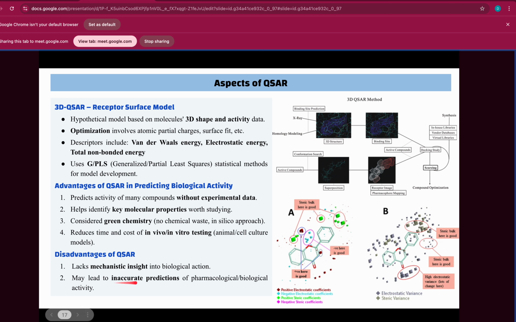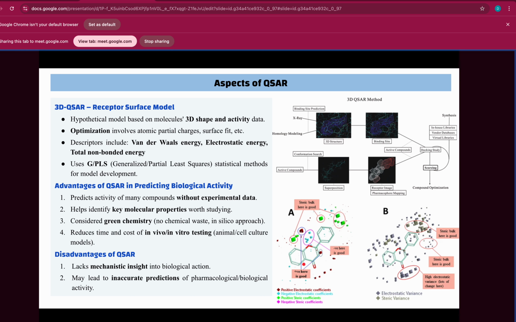Second is that it may lead to inaccurate predictions of pharmacological and biological activity, because it is based on function. And in biology or in chemistry we know that there are many exceptions which exist. So sometimes it's not that each molecule will follow that particular function which you have derived using QSAR. So in that case, certain predictions could be inaccurate as well.